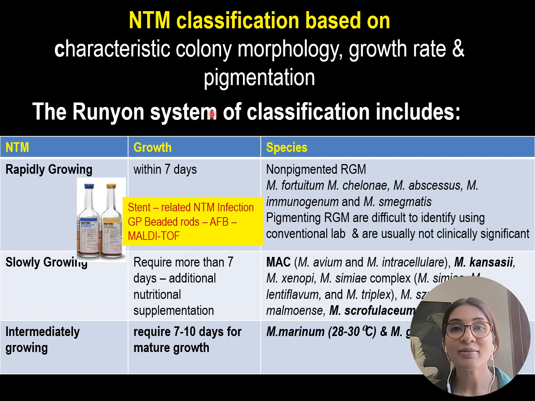NTM infections are classified as rapidly growing and slow growing based on their growth rate, morphology, and pigmentation. When we say rapidly growing mycobacteria, which are usually the cause for stent-related infections, they are not that rapidly growing, but they grow within 7 days. So there may be a delay in the growth as compared to the traditional typical pathogens, which usually grow within 2 to 3 days.